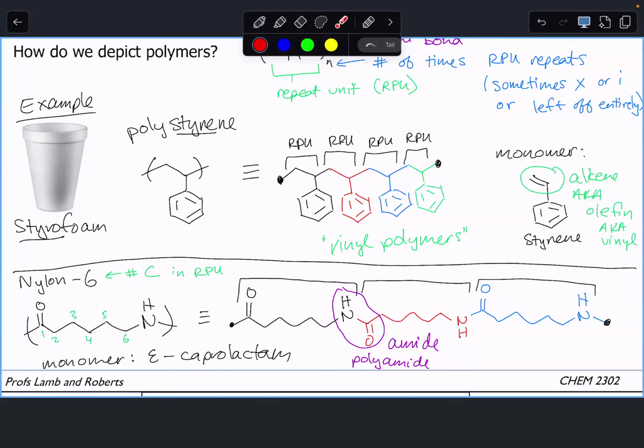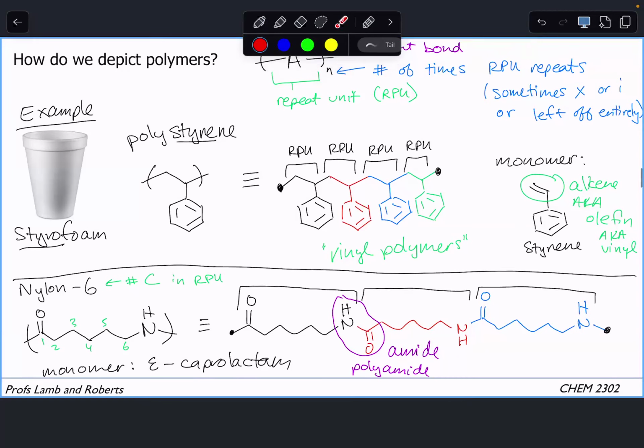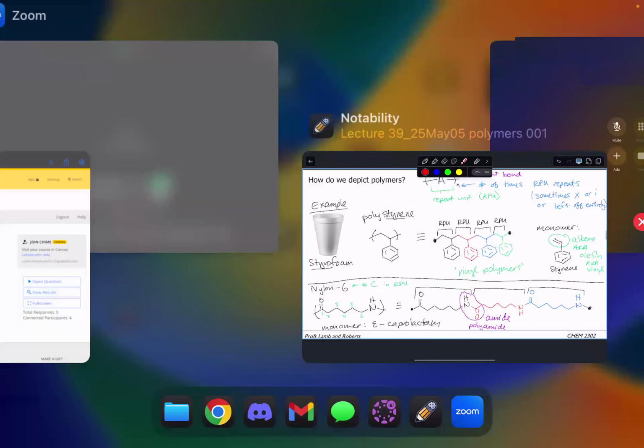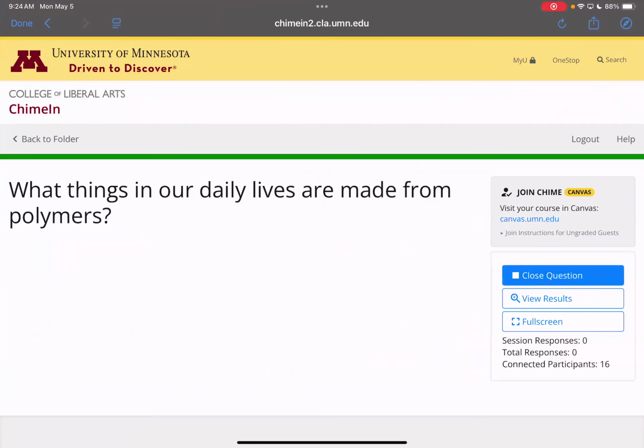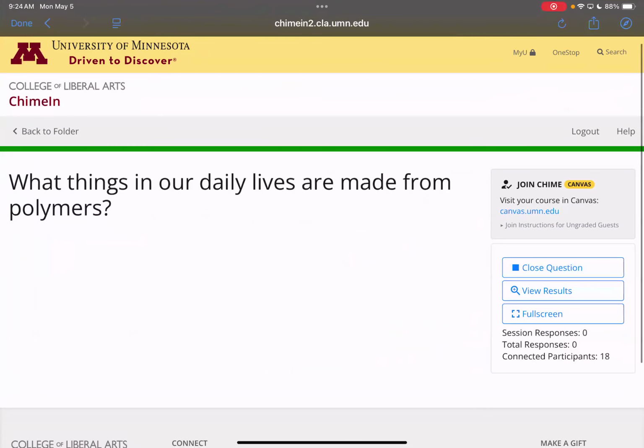Now I want to see how much you know about what polymers do. So we're going to do our timing question before we keep going, just to see how much you are already familiar with polymers. This is actually an open-ended question: things that we use in our daily lives that are made from polymers. You probably know some, and there's probably some that would surprise you. So let's see what you already know.